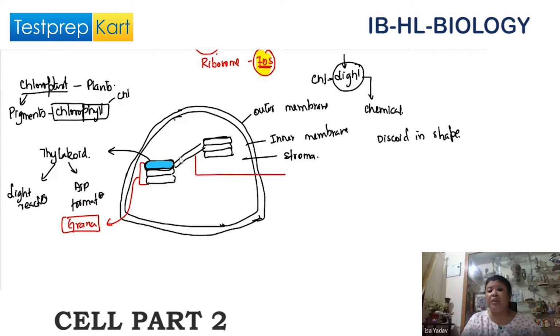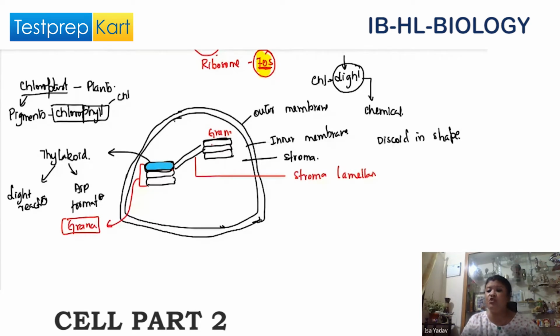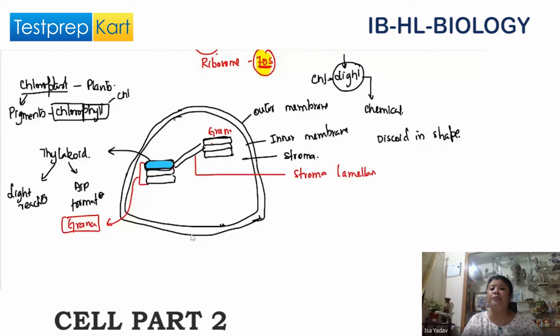This structure that joins two grana is called the stroma lamellae. Now, here in the matrix, you'll find various enzymes. You'll find the deposition of starch materials. Okay, so many compounds will be there. Basically, this is a very simplified structure of chloroplast. If you know this, it's more than enough. And you should know their function.